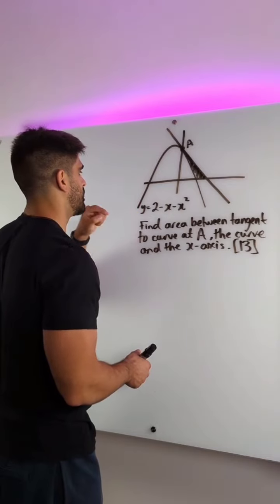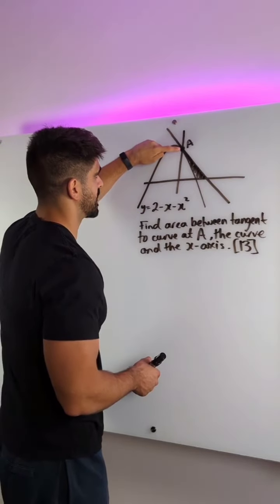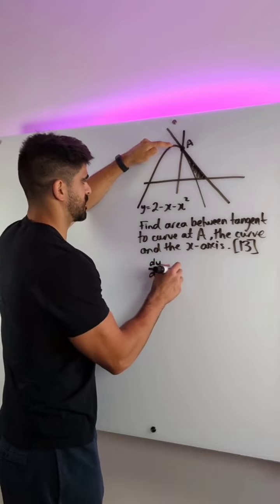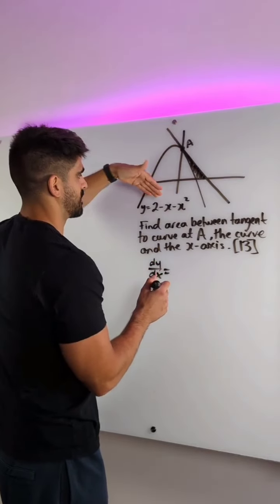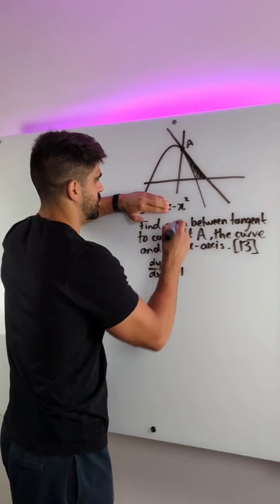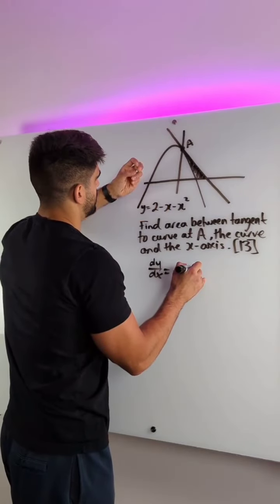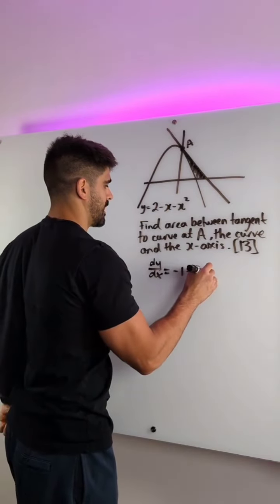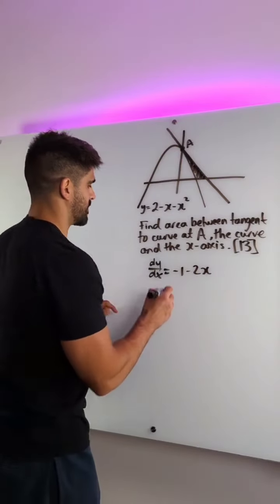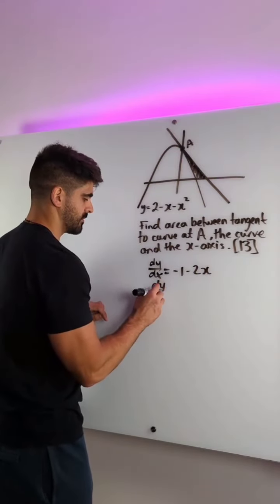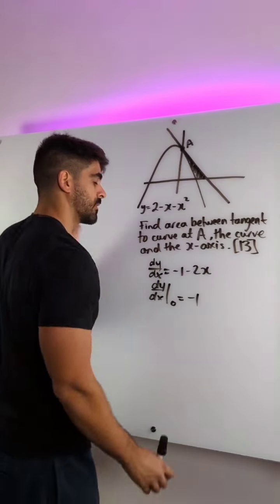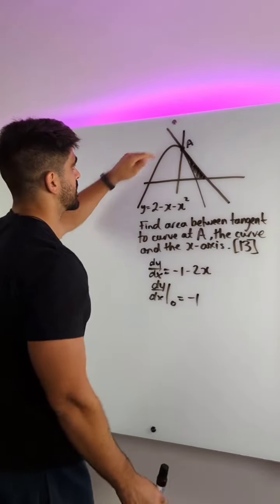So here's my equation of my curve. To work out the equation of the tangent at this point, we're going to have to find the gradient function, dy by dx, which is already worth a lot of marks in itself, just differentiating this. The 2 goes, we get minus 1, so that's differentiated, minus 2x. Okay, now what's the x value here? x is 0. So dy by dx, when x is 0, is just minus 1.